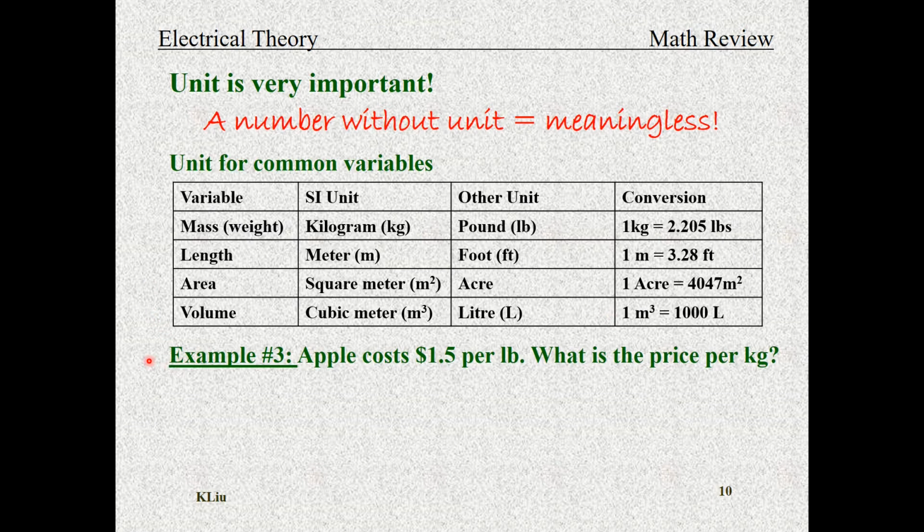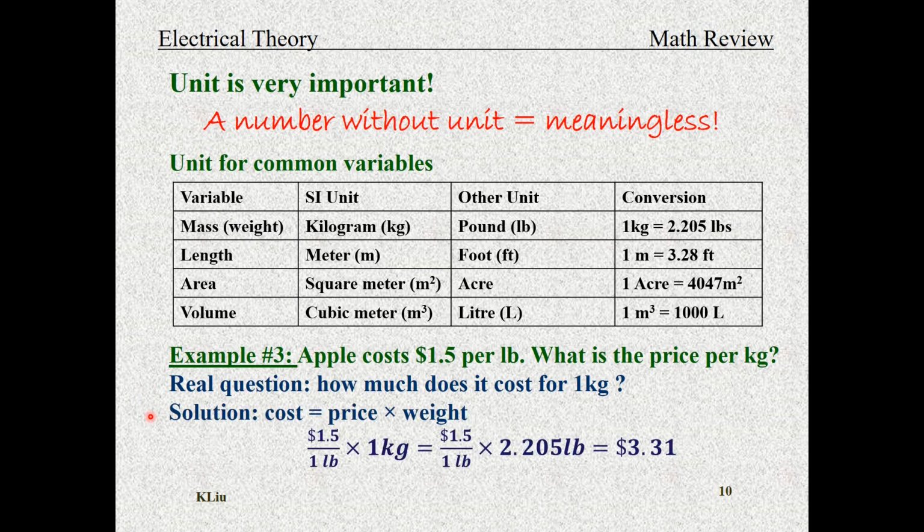Example number 3. In a supermarket, the apple costs $1.50 per pound. What is the price per kilogram? We can interpret the question as, how much does it cost for 1 kilogram? To resolve it, we use the formula, cost equals price times weight. We start with the price, $1.50 per pound. Then times the weight, 1 kilogram.